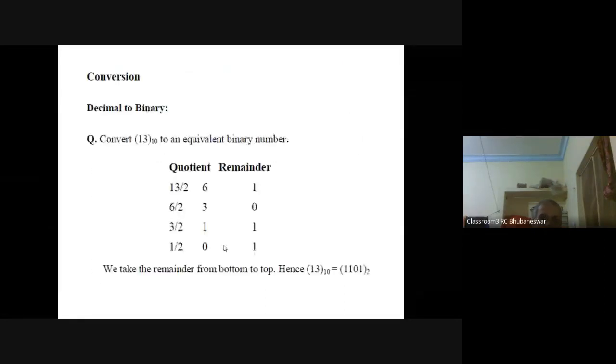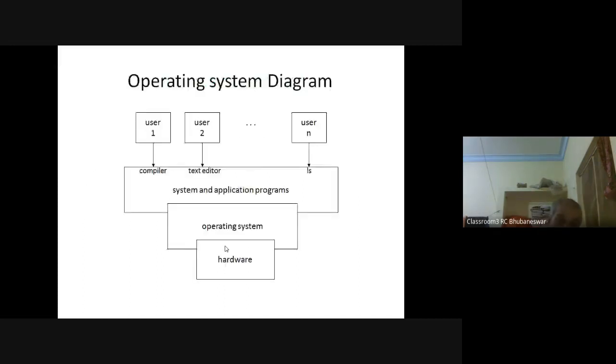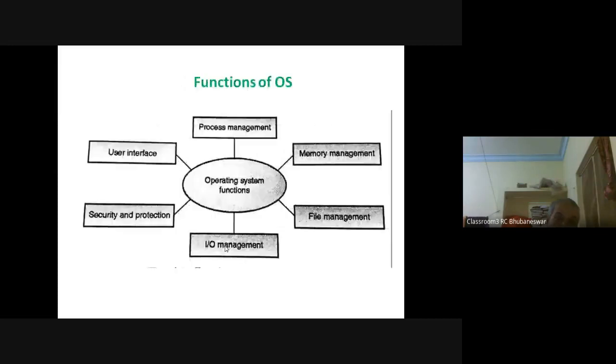Is it clear? तो actually main function of the, फिर पीछे आएंगे थोड़ा, main function of the operating system is intermediary, make the hardware convenient to use, manages the system resources, use the hardware in an efficient manner. ये mainly operating system का काम है. Function मैंने बता दिया, जैसे कि point करके इसे elaborate करके लिखना.